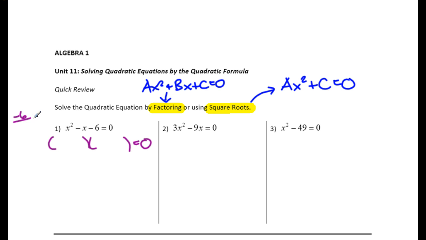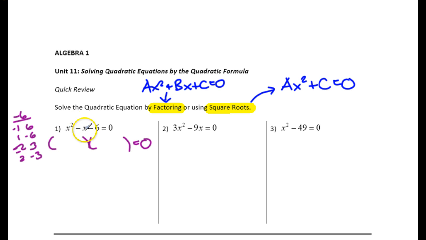I need all the ways I can make negative 6 by multiplying. Because it's a negative, one number is negative in the multiplication. So it can be negative 1 times 6. It can be positive 1 times negative 6. It can be negative 2 times positive 3. Positive 2 times negative 3. Those are the only ways I can make negative 6.